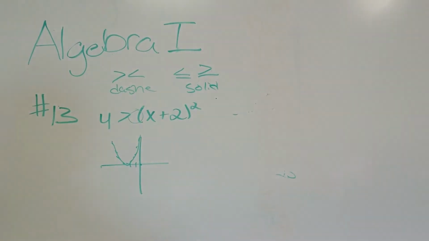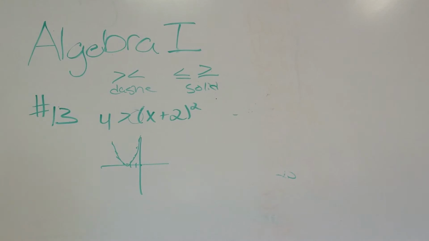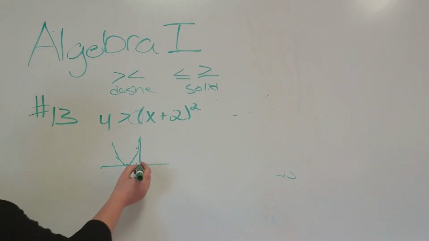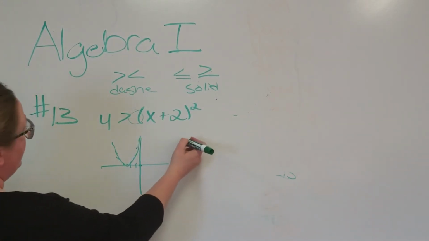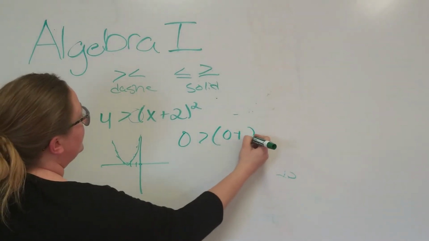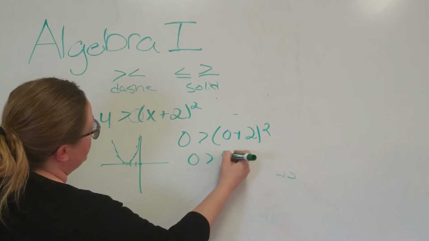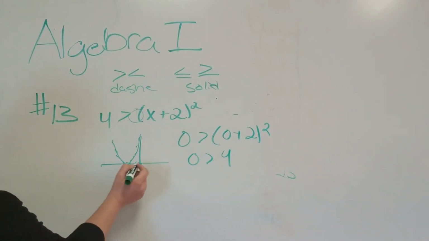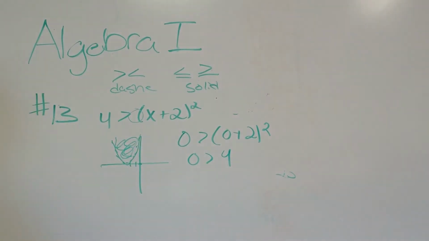And then the next thing we need to see, because it's an inequality, is if it's shaded inside the parabola or outside. So we pick my favorite point, which would be 0, 0, and put it in this equation, all right? So where y is, I'm going to put 0 is greater than, where x is, 0 plus 2 squared. 0 is greater than 2 squared, which is 4. Is 0 greater than 4? No, it's not true. That's outside, so that means inside is shaded because it is true.